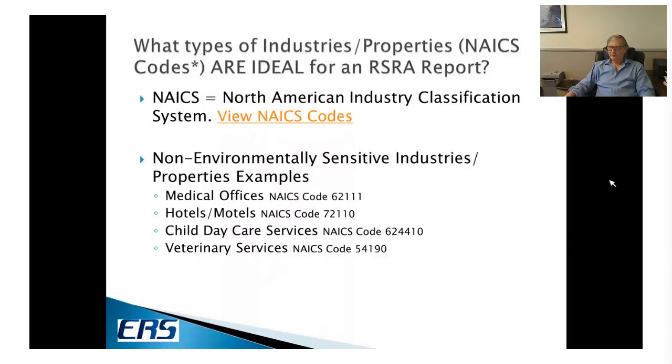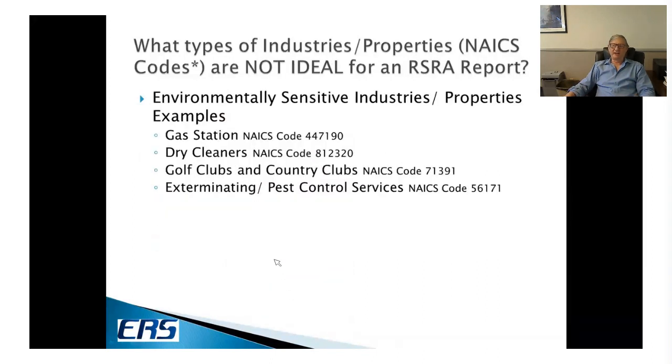The SBA standards state a whole bunch of NAICS codes that you have to jump to a Phase 1 on, and you cannot do an RSRA on. And it's really simple. Manufacturing plants, gas stations, dry cleaners, country clubs. Why country clubs and golf clubs? Well, first of all, they usually have underground storage tanks, but they use a lot of herbicides, insecticides, pesticides, exterminating, pest controls. And these are just some of it.